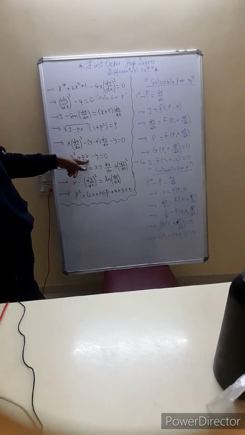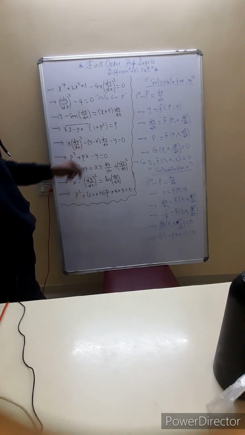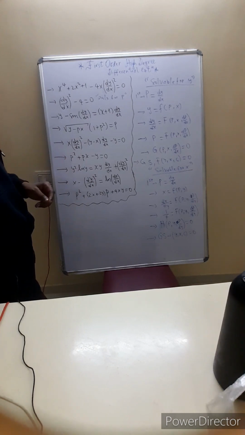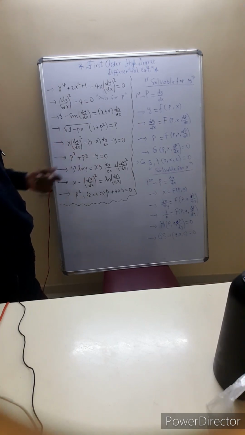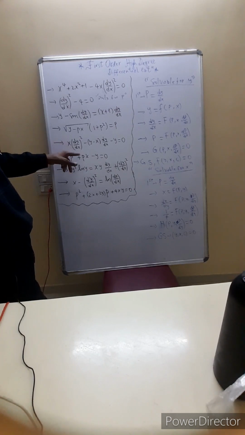You can try by x. You can solve by x because x here is linear. Y is linear also. You can try by x. You can try by y. Or you can try also by p, because p here is a polynomial like this. So you can come here and try.